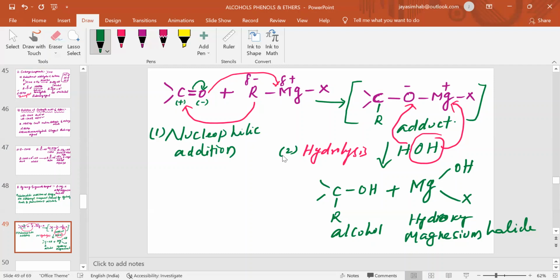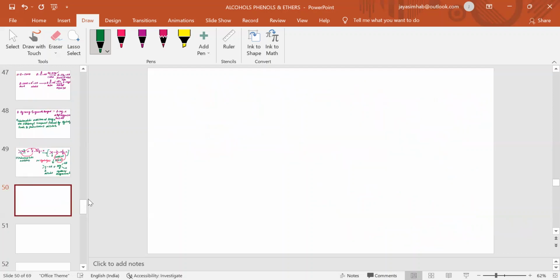If ethanal, an aldehyde, reacts with RMgX, what type of alcohol will form? You will get a secondary alcohol. If a ketone reacts with RMgX, what type of alcohol will you find? A tertiary alcohol is formed. So these three reactions we will discuss. That will be the conclusion of this topic: by interacting with the Grignard reagent, how carbonyl compounds form alcohols.